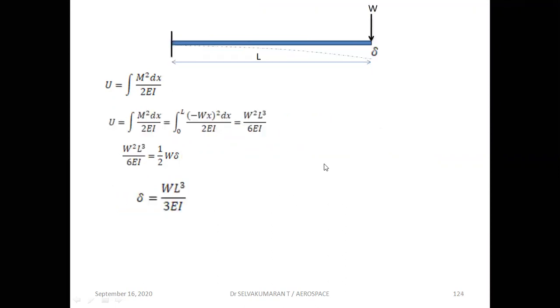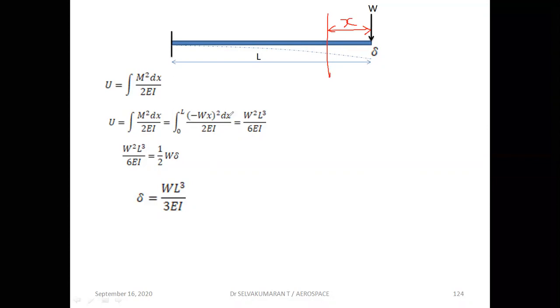Now a cantilever beam subjected to a point load at the free end. Let us find the tip deflection due to W at the tip, delta. Again, U is equal to the integral of m squared dx divided by 2EI. Consider a section at a distance x and write down the moment equation: W into x. Right side clockwise is negative, but anyway we are going to square it, no problem. The limit is 0 to L.